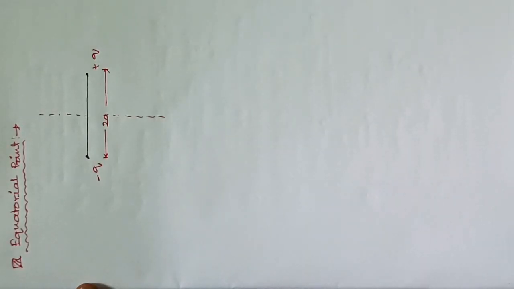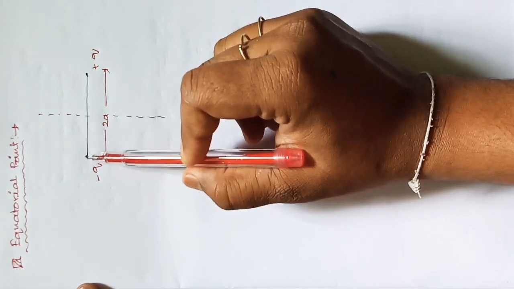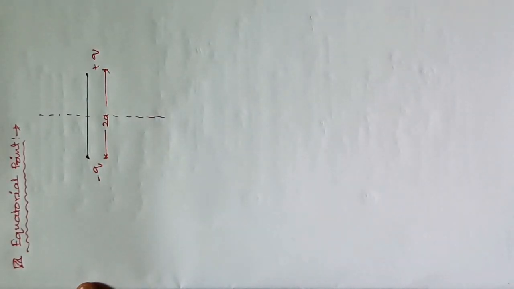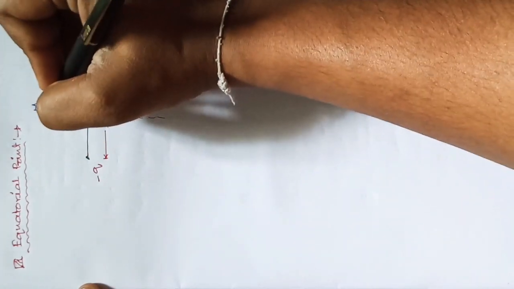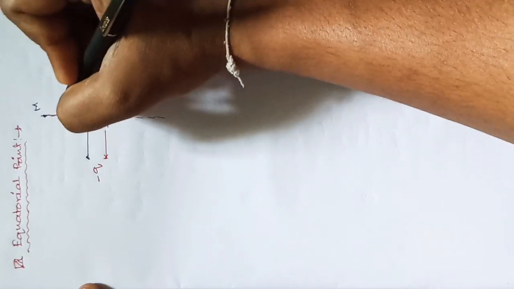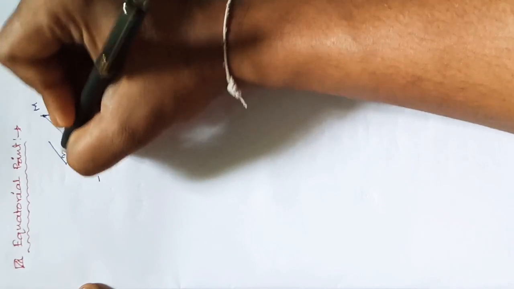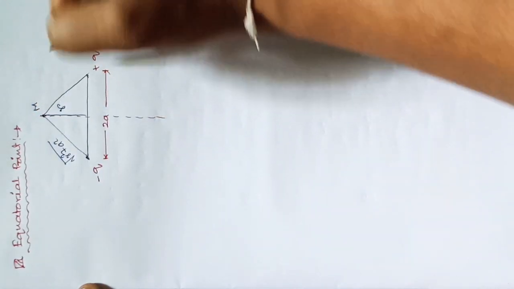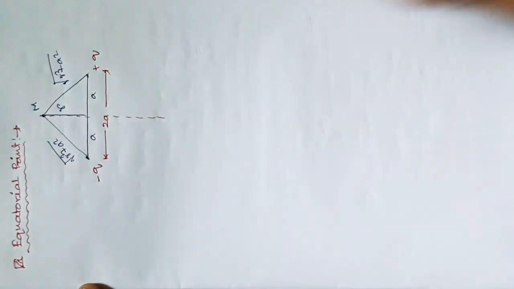Now in the next case we have to find out the electric potential due to a dipole at an equatorial point. For this we have considered an electric dipole constituted by minus q and plus q charges separated by a distance 2a, and we have to find out the electric potential at the point M, which is on its equator, at a distance r. Then if we join this line, this distance will be root under r square plus a square, and the same will be this distance. This distance is a, this distance is a.